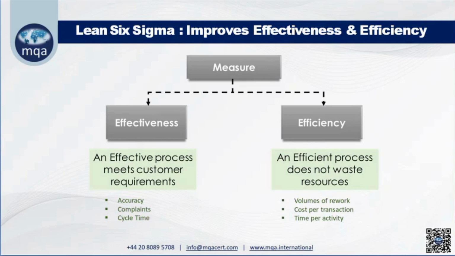That is what Six Sigma is all about. Improved accuracy, reduce complaints, reduce cycle time, reduce rework, reduce cost per transaction, reduce time taken for each activity. So these are twin goals that we look at when we implement Six Sigma, Lean Six Sigma.